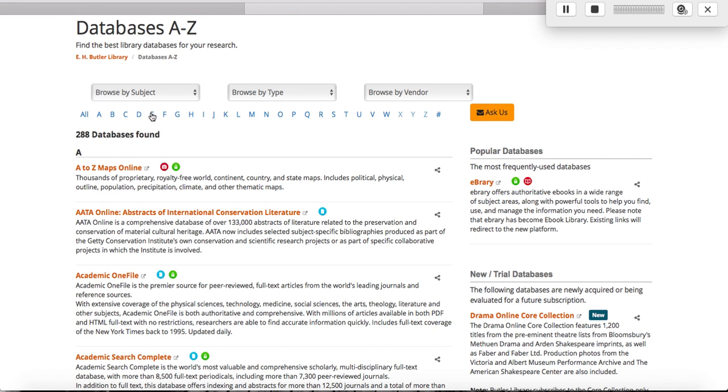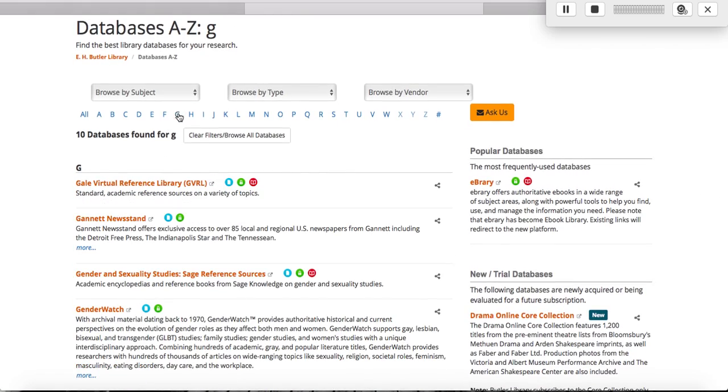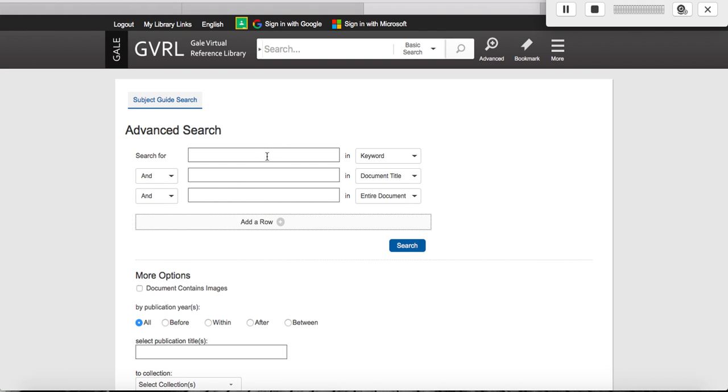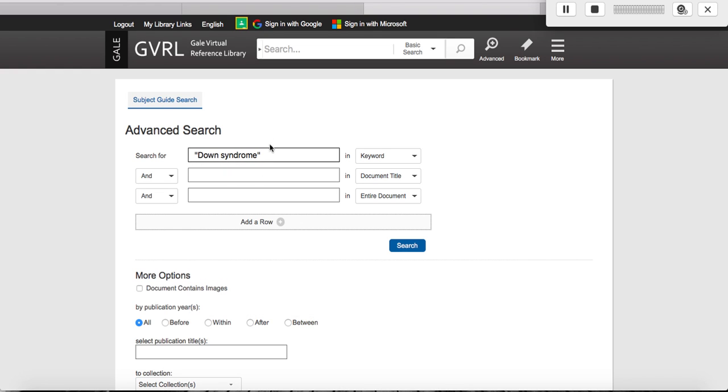And I want to be able to look through the Gale Virtual Reference Library. This is really interesting to me. So my keyword I want to look up is Down syndrome. Pretty much Down syndrome, so together we're going to put it in the double quotation marks.